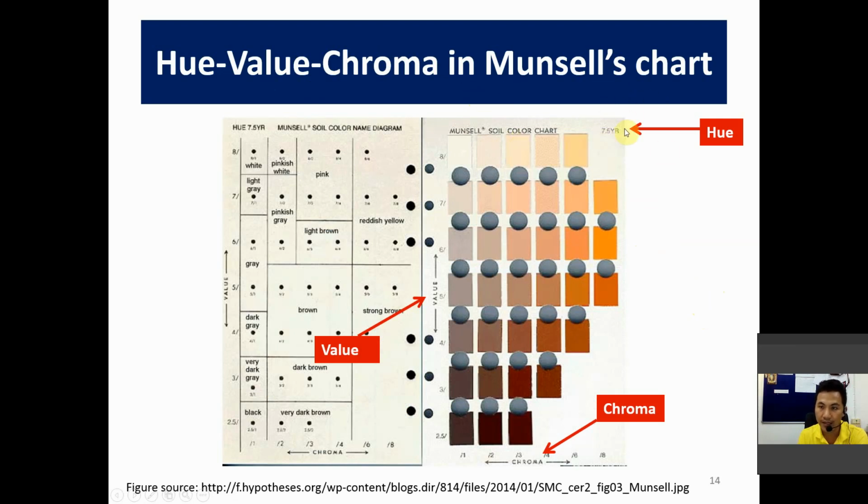This is where you can see the hue, value, and chroma in the Munsell chart. Again, this is the location for hue, 7.5YR up here, then value, and this is chroma. See that? So once you match the color of your moist soil sample, you can read the hue, value, and chroma, and then you record that data.